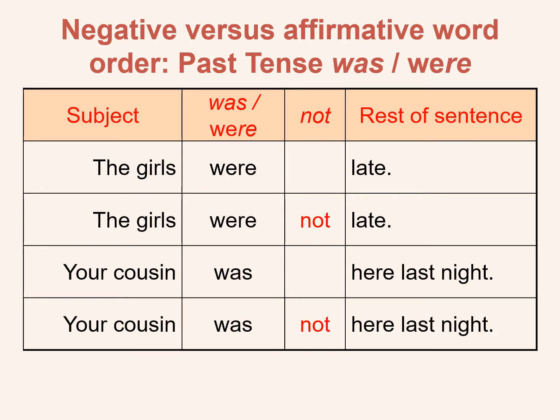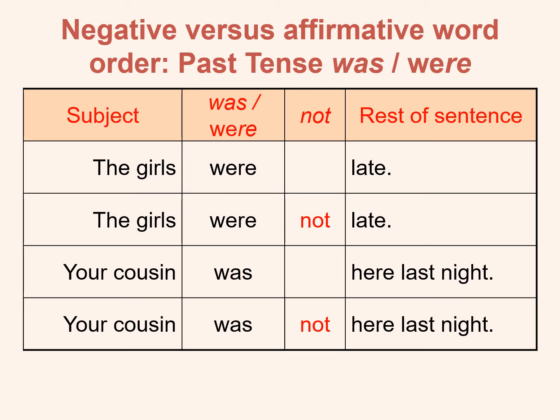As with the present tense, be functions differently than all other verbs in English. So, if you want to make was or were negative, we place the word not after was or were. Affirmative, the girls were late. Negative, the girls were not late. Affirmative, your cousin was here last night. Negative, your cousin was not here last night.